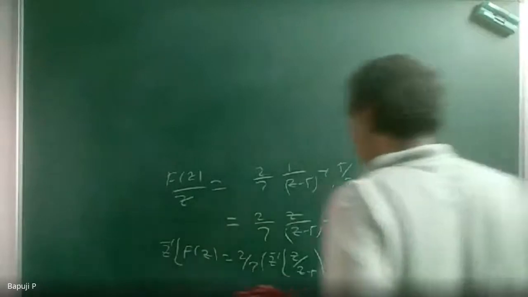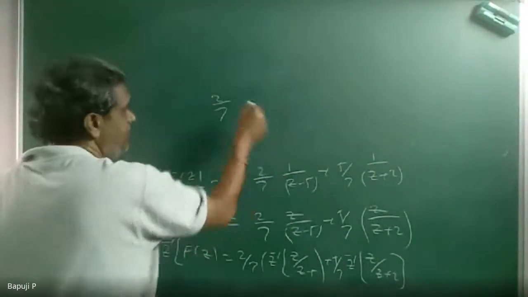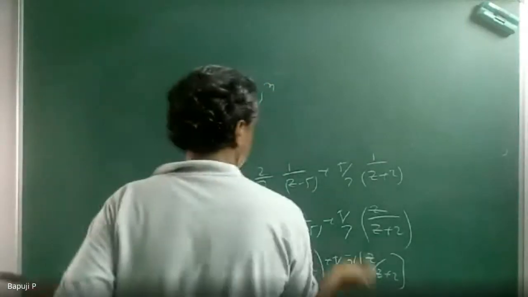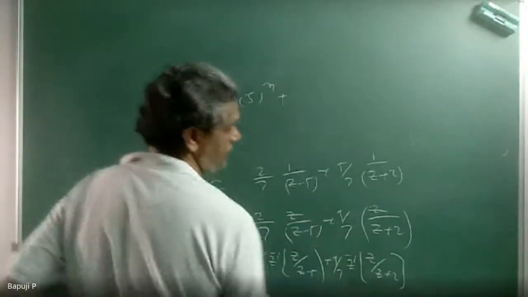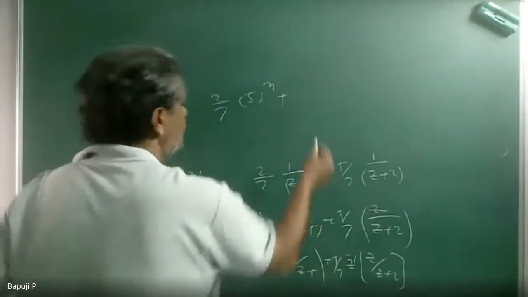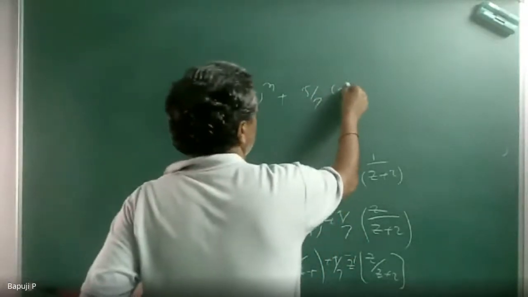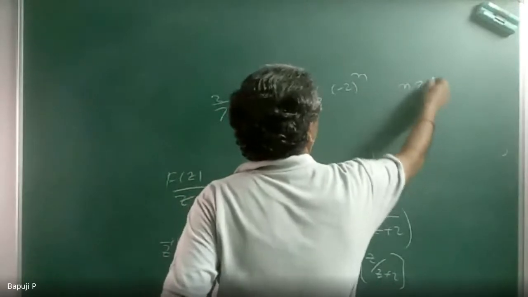Now tell me, this formula is what? 2 by 7 a. Who is my a? 5 to the power of n. Then this is what? I think z by z minus c I want. So plus 2, I prepare minus of minus 2. So 5 by 7, how can I write? Minus 2 power n. This is valid for n greater than or equal to 0.